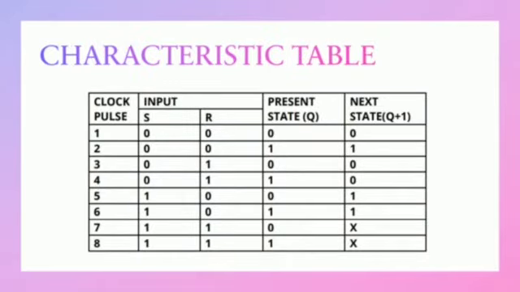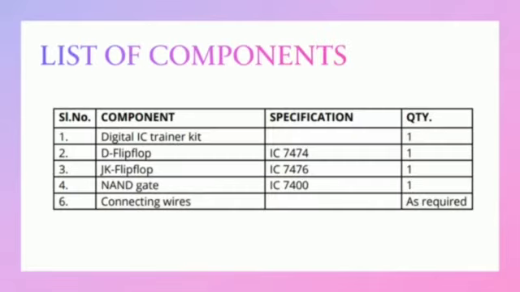And this is the characteristic table, where when the clock pulse is 1 and the input is 0 0, then the output will be 0 0. And if the clock pulse is 2 and the input you are giving is 0 0, then the output will be 1 1. Likewise you have to do for all. And these are the list of components you will require if you are going to do this experiment.